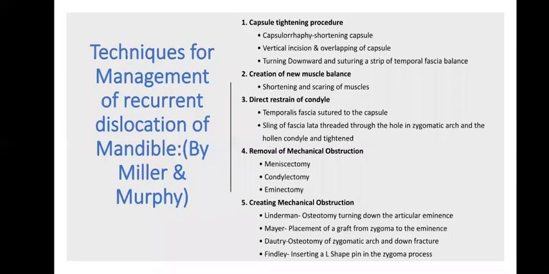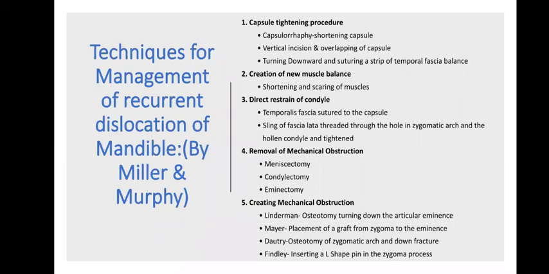In capsule tightening, you have capsulorrhaphy, in which you shorten the capsule. Then there is vertical incision and overlapping of the capsule, turning downward, and suturing a strip of temporalis fascia. In the second one, creation of a new muscle balance, you do the shortening and scarring of the muscle. Then for direct restraint of the condyle, the temporalis fascia is sutured to the capsule. Then there is a sling of fascia lata that is threaded through a hole in the zygomatic arch and a hole in the condyle and tightened.